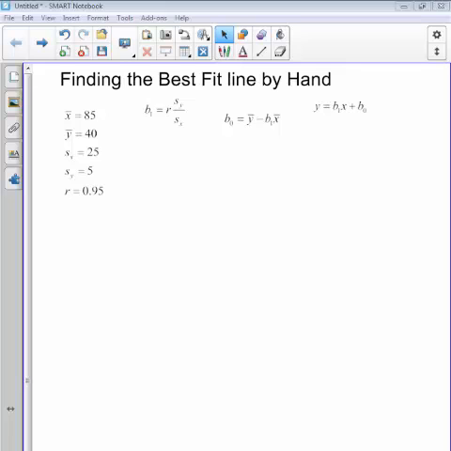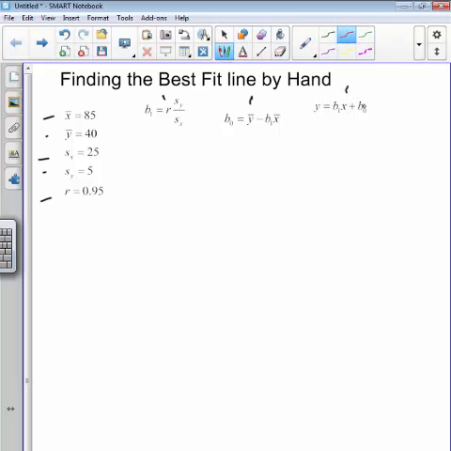Hello. If we have two data sets, we have already learned how to use Excel to find a scatter plot and a best fit line for the data. However, we can do it by hand if we have the mean of the two data sets, the standard deviations of the two data sets, and the correlation coefficient. To do this, we use these equations.